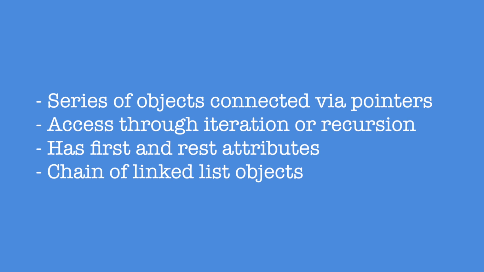The linked list object consists of two attributes, first and rest. The first attribute of a linked list tells us the information about that particular object. The rest attribute points to a linked list object that precedes the current one. A linked list consists of a chain of these two-element objects.